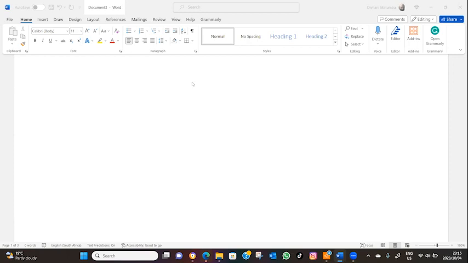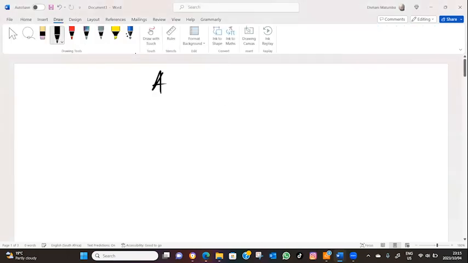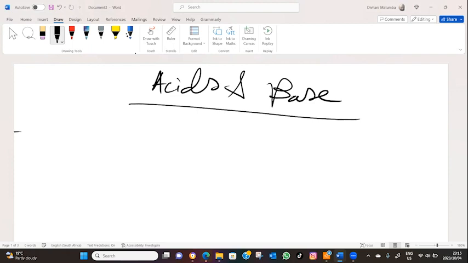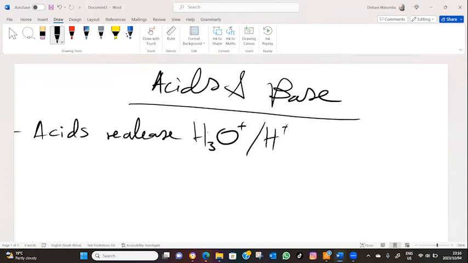All right, acids and bases. Now, what we know is that acids release H3O plus ions, or H plus ions, while bases release OH minus, right?